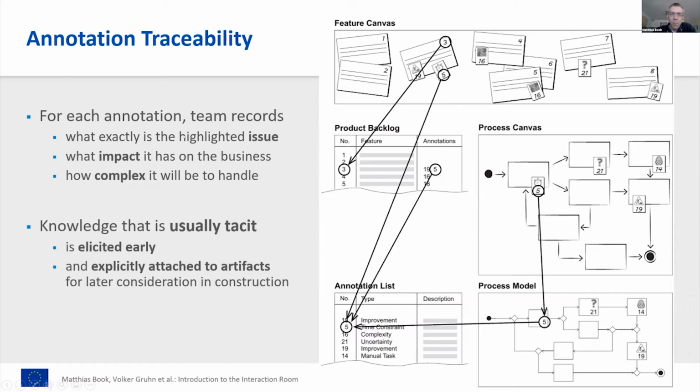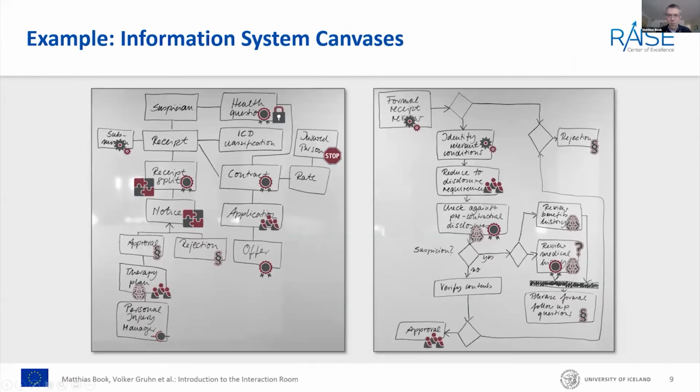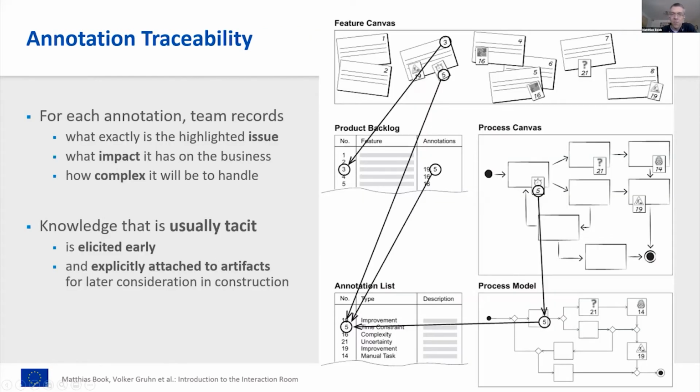Ideally, for every annotation that one puts on one of these sketches, the team should record what precisely is the issue in one or two sentences. What is the complexity issue here? What is the legal issue here? And so on. What impact does it have on the business, or more generally speaking, what impact does it have on the project goals, technically and domain-specific wise? And how complex will this be to handle? Is this something that we need to talk about for an afternoon? Is this something that will take us two weeks to come up with a solution for? Is this something that the whole project is pivoting on? That helps us to allocate the necessary effort and the necessary expert resources to addressing these questions.